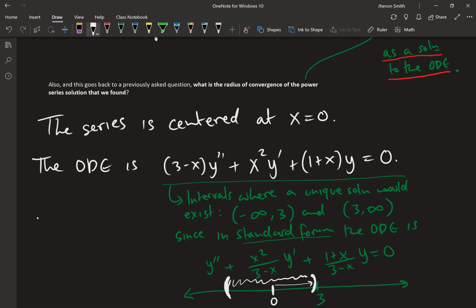So the ROC is 3, and the interval of convergence is from 0 to 3. The power series cannot extend beyond 3, because it will extend over a point where the ODE has discontinuous coefficients.